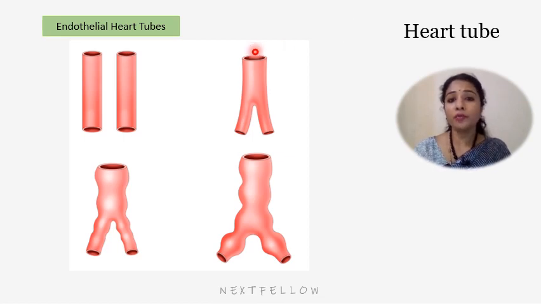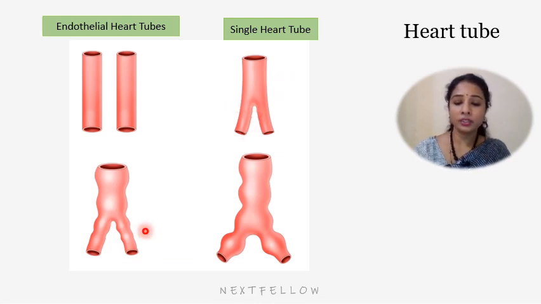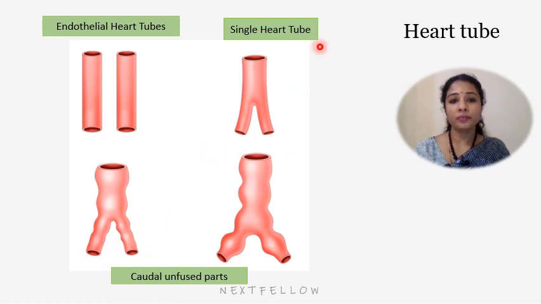So during embryonic folding, those endothelial heart tubes approach each other. Because of the lateral folds of the embryo, the two endothelial heart tubes approximate each other, and they form a single heart tube. And this fusion begins on the cranial end. So you can see the upper part of the heart tube is fused. So here is the single heart tube. It begins in the cranial end and extends caudally, except the caudal part which remains unfused. So we can see the caudal unfused part.